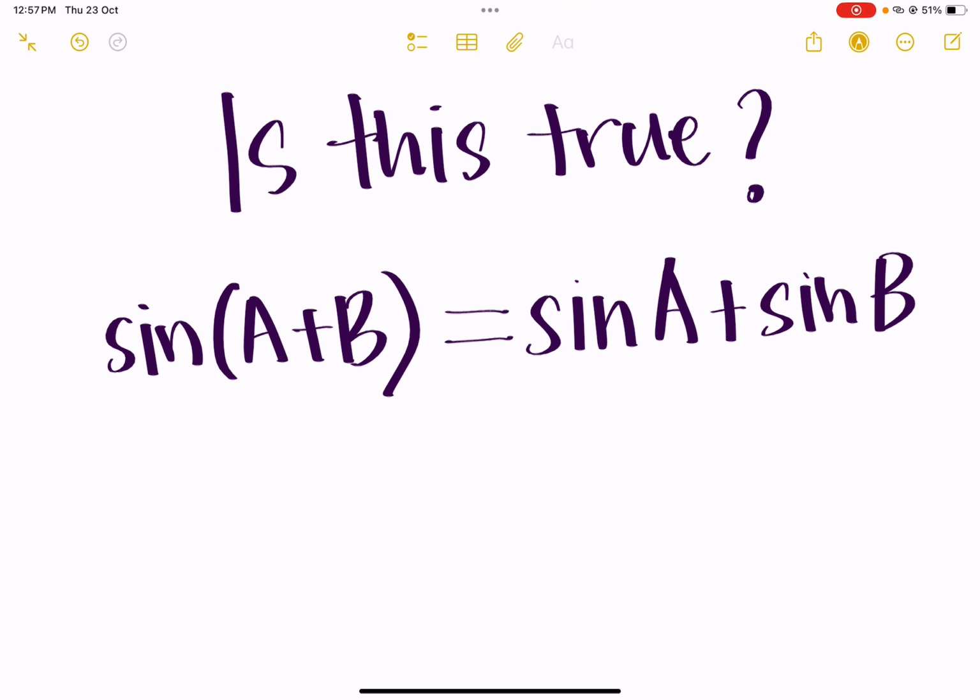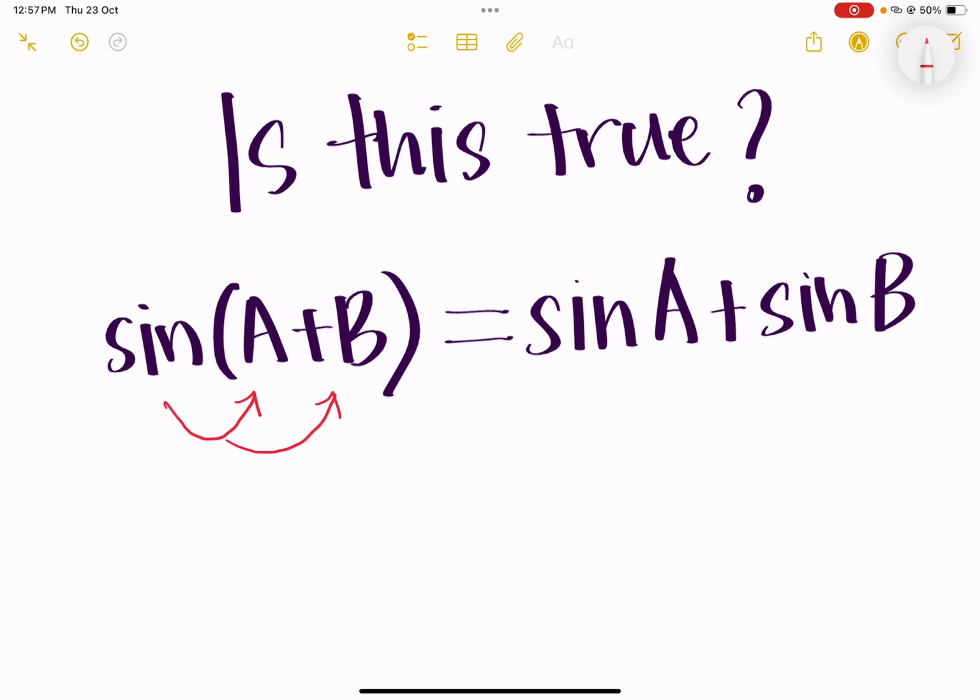Hi everyone. In this video, we are going to explore the compound angle formula and how it is derived. Before that, let us answer this question. Is sine A plus B the same as sine A plus sine B? Basically, can we just bring the sine in to the two angles and say that this is the same as sine A plus sine B? If this is true, then we wouldn't even need a compound angle formula.